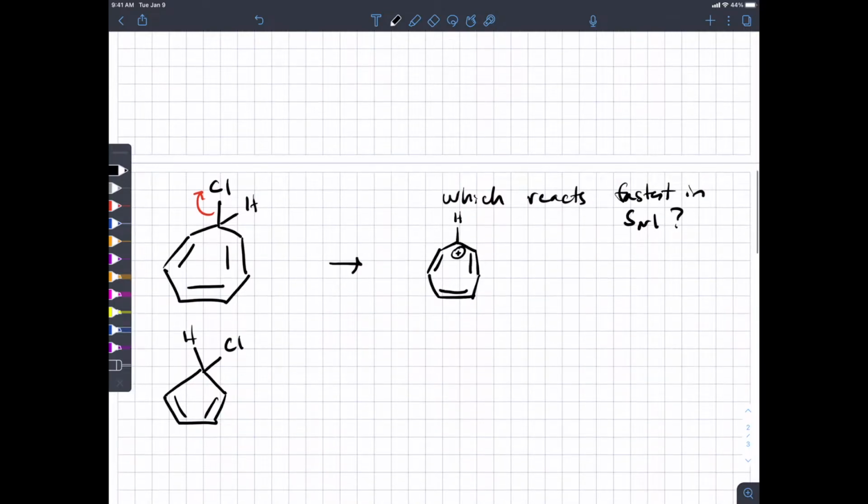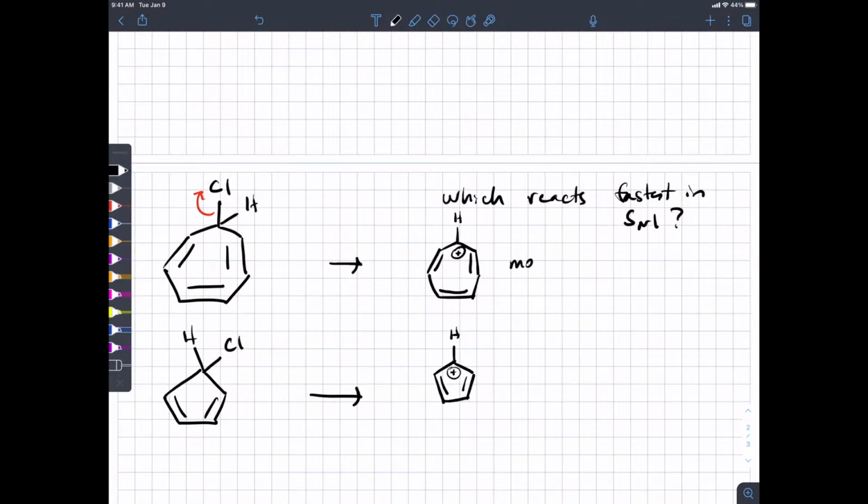Looks a little happier. I don't know. So let's draw the carbocation. In both cases, you have a positive charge that's stabilized by resonance. Which of these carbocations is more stable? Slightly less sad robot on top, right?